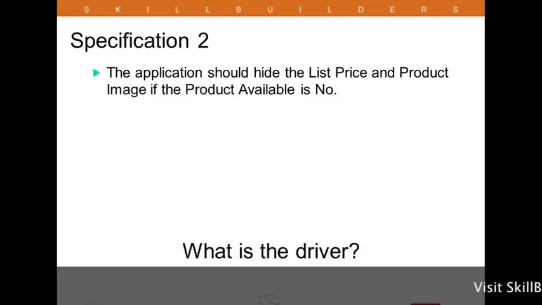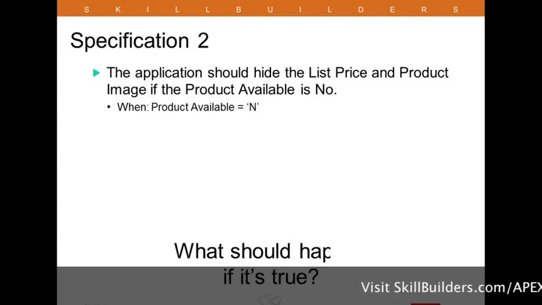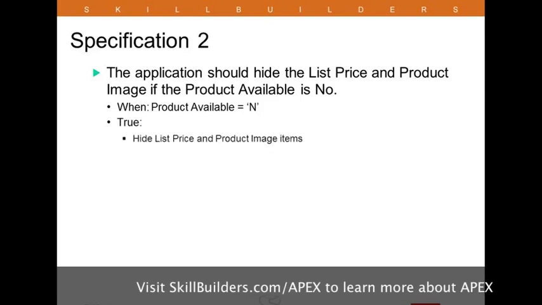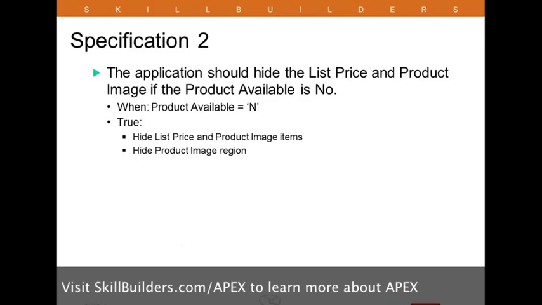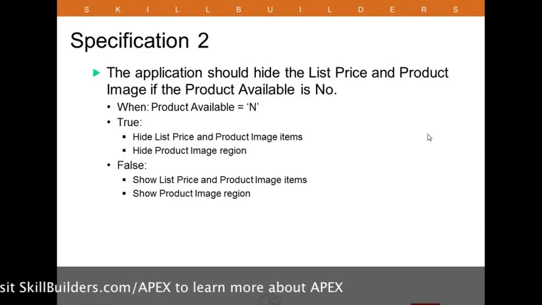So let's go through that thought process again. What is the driver? When the product available equals no, actually it's N behind the scenes, so product available equals N. And what should happen if that's true? Well, if that equals N, then we need to hide the list price and product image. In this case, we're hiding items as well as a region. And of course, what should happen if that's false? The exact opposite. So we'll then show those items and the region.